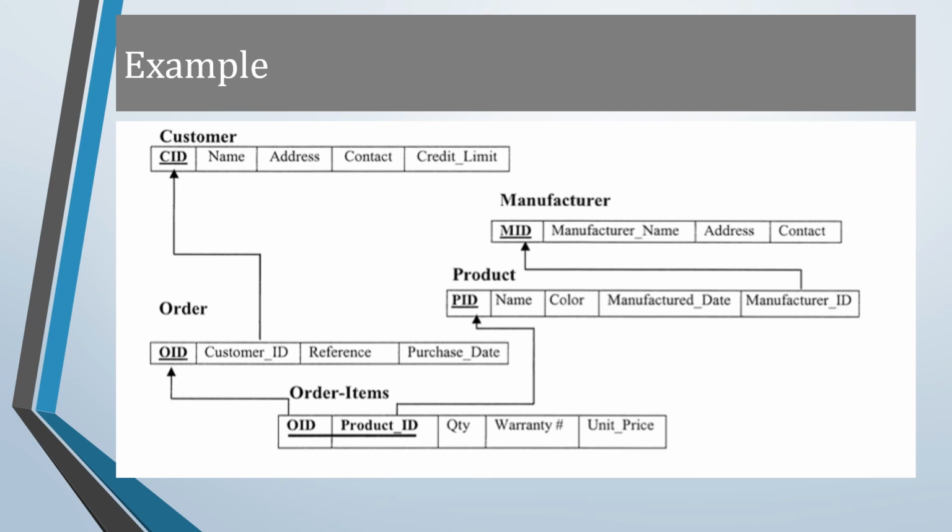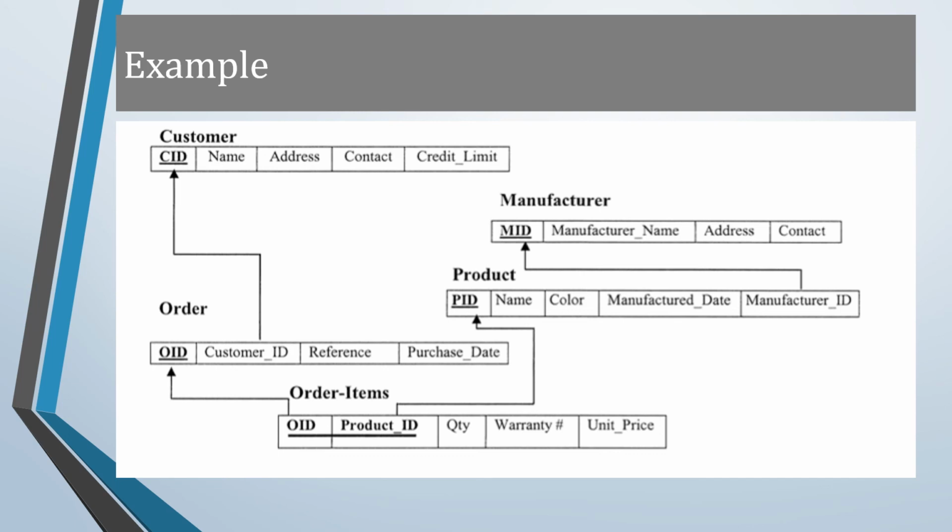Product is a relation with PID as the primary key and manufacturer ID as the foreign key, which references the MID, the primary key of the manufacturer relation. OID is the primary key of the order relation, with customer ID as the foreign key, which references the CID of the customer relation.